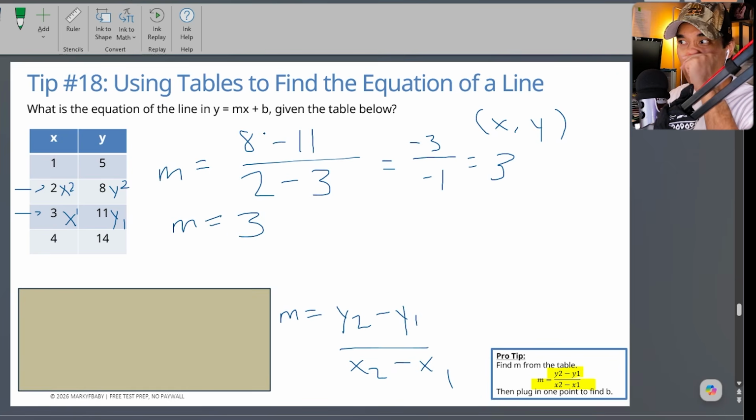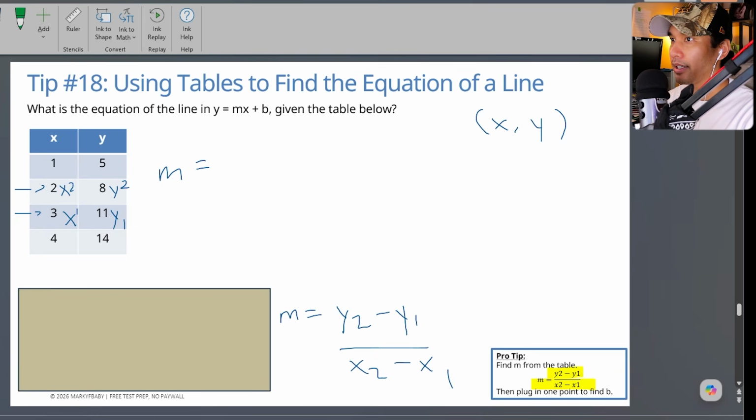Now I'm going to actually show you that it doesn't matter which coordinates you choose or what order you choose them. You just got to make sure the 2's and the 2's follow each other and the 1's and the 1's follow each other. Okay? Watch this. In orange, I'm going to make this y2 and this y1, and this x1 and this x2.